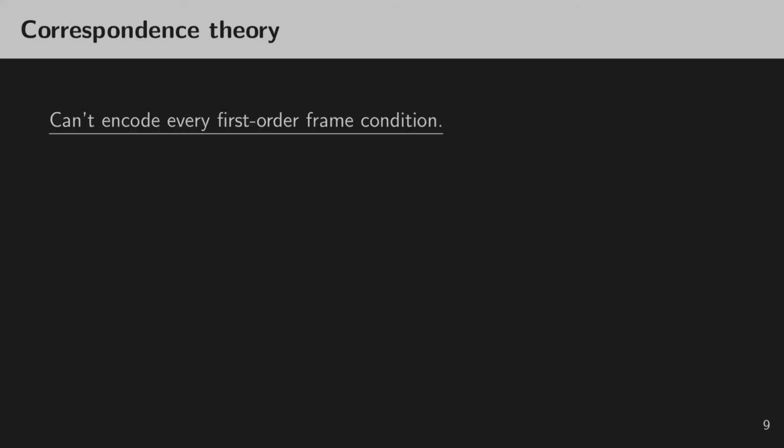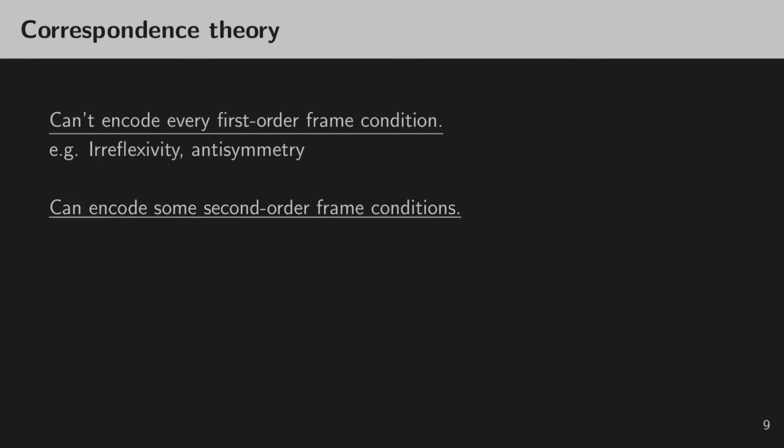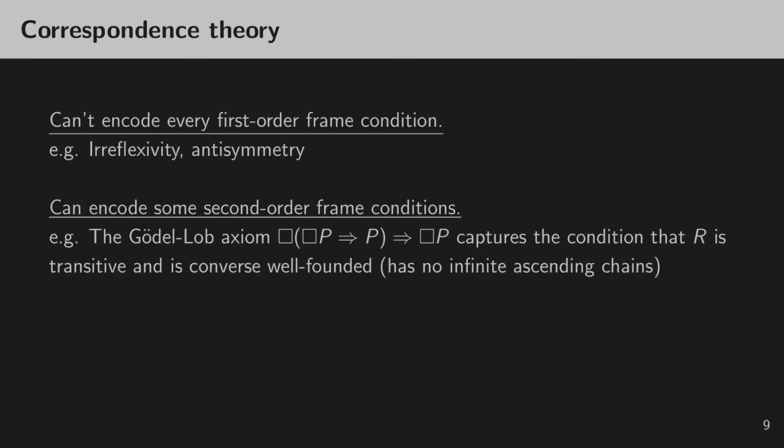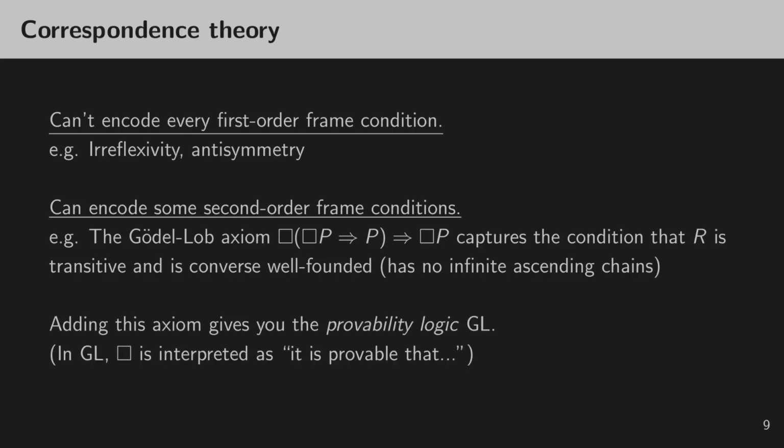An example of some first-order frame conditions that we can't encode are irreflexivity and antisymmetry. And the prototypical example of a second-order frame condition that we can encode is that the Gödel-Löb axiom captures the condition that R is transitive and well-founded. This last axiom is particularly interesting because if you add it to your system, you get the Gödel-Löb provability logic, in which the box operator is interpreted as the statement that something is provable in any system containing Peano arithmetic, which is a fantastic story for another day that I can't get into now.